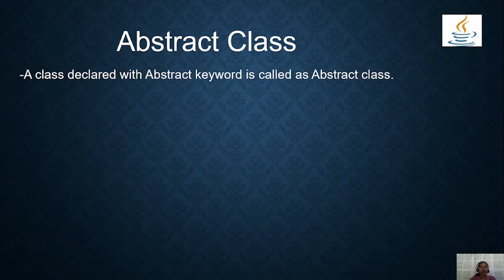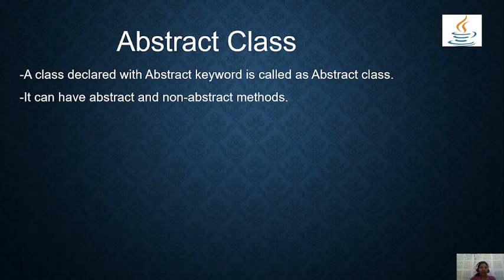A class which is defined using the abstract keyword is called an abstract class. The abstract class can have abstract and non-abstract methods. So what does the abstract keyword actually mean? If we define any class or method using abstract, then it will only have the declaration of that method, not the implementation.